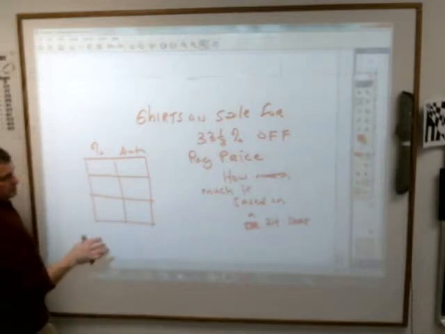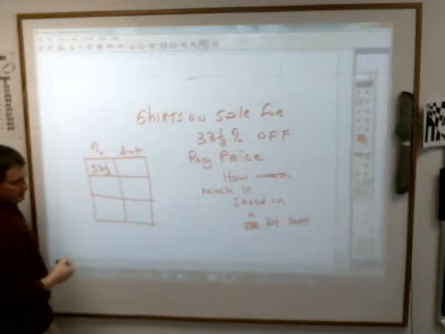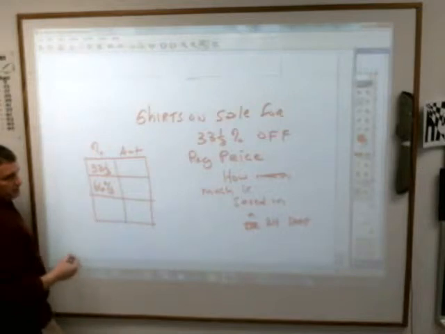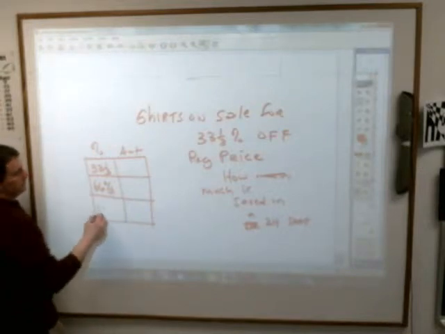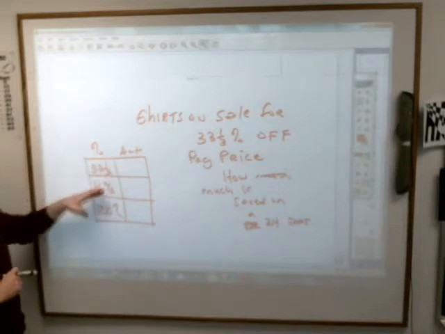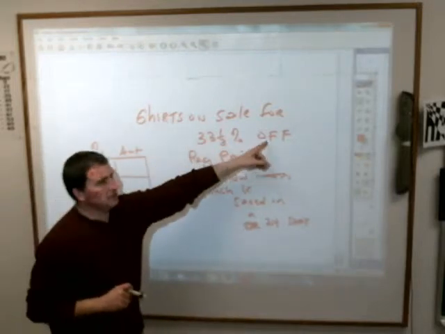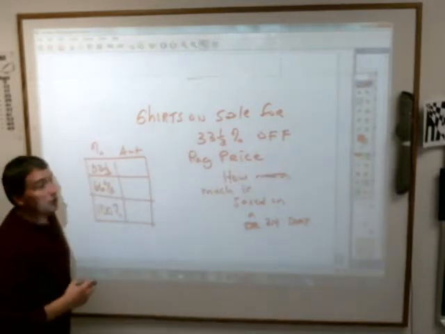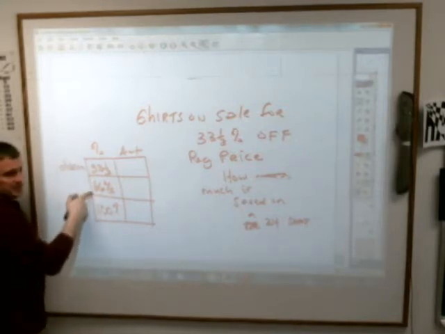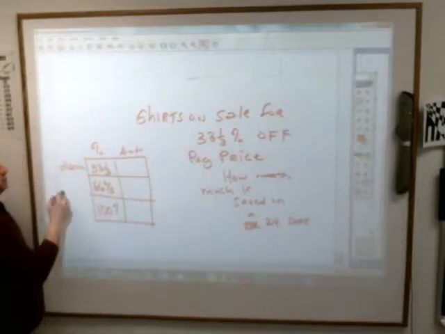What are my percentages? I know that one is 33 1/3%, so the other one has to be 66 2/3% to give me the total of 100%. Now, here's what you have to think about. What is 33 1/3% and what is 66 2/3%? 33 1/3% is how much off? It is your discount. That's how much off. That means 66 2/3% is what percent you're paying.